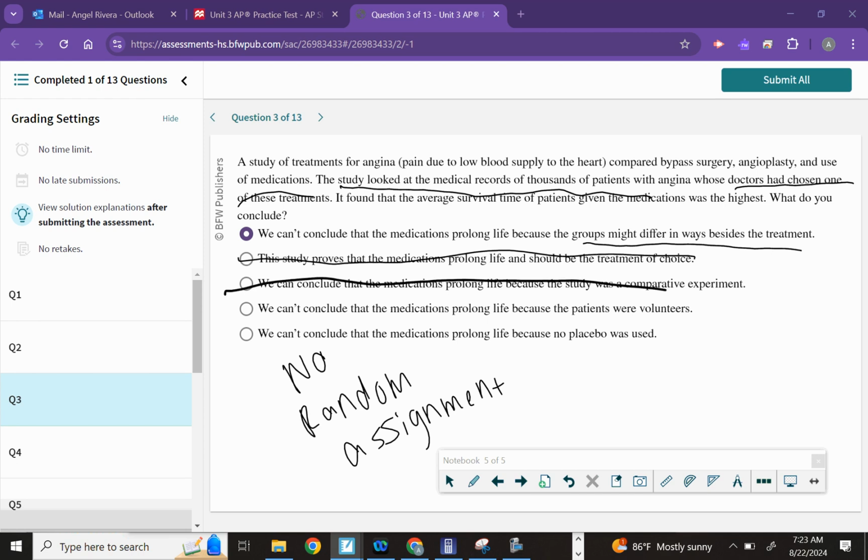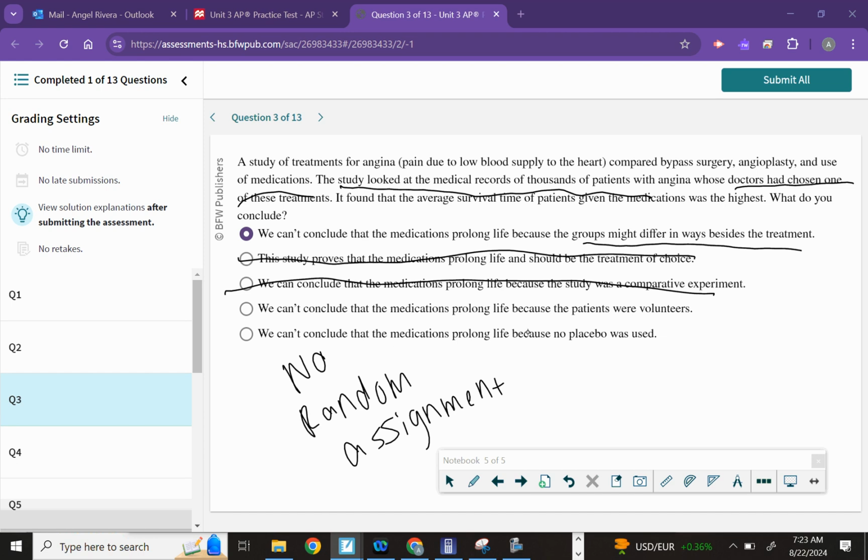Oops, I thought I crossed that one out. So that one was out. The reason it's not, I would call this D, we can't conclude the medication prolong life because the patients are volunteers. No, in experiments, oftentimes you use volunteers. It's just there should have been random assignment.